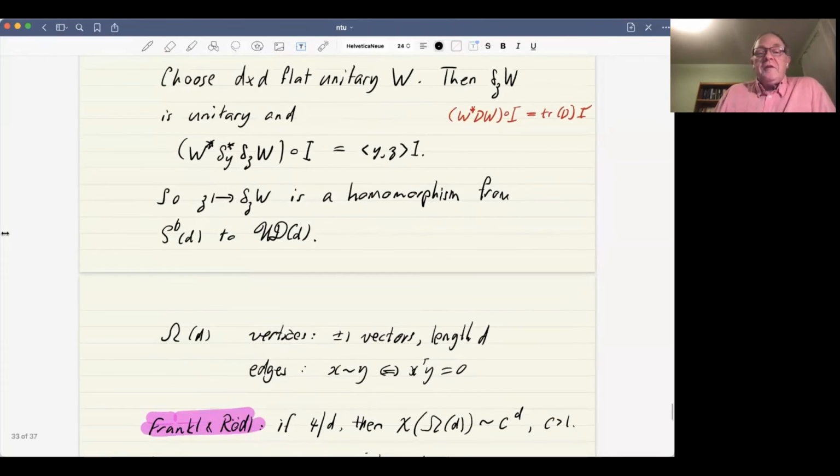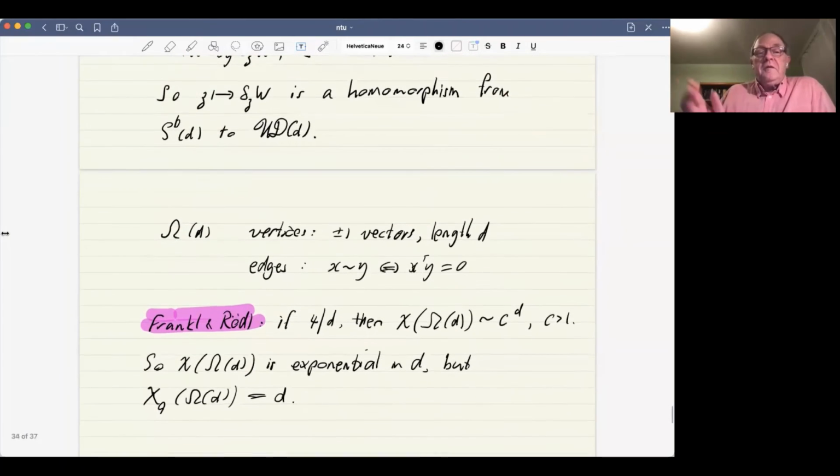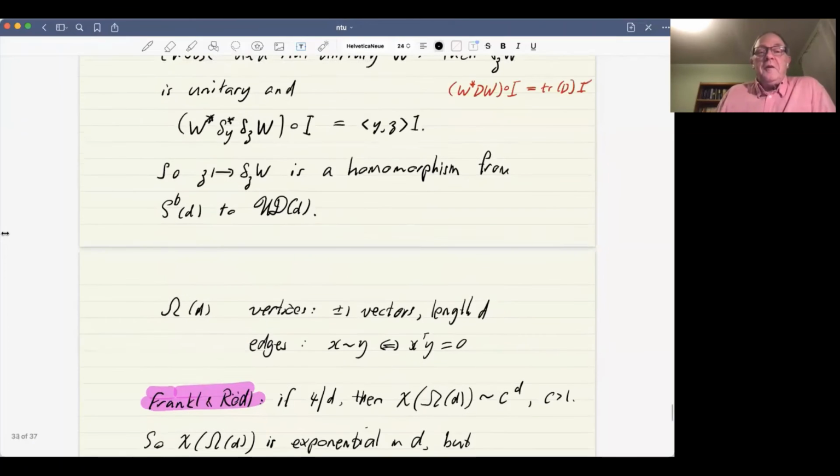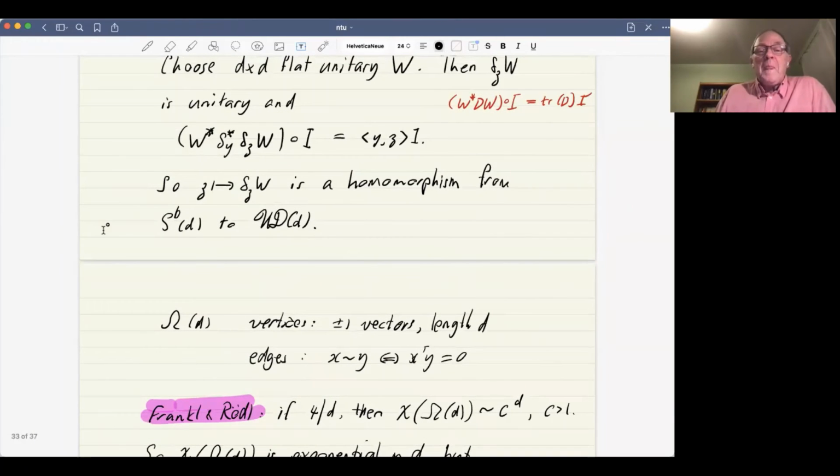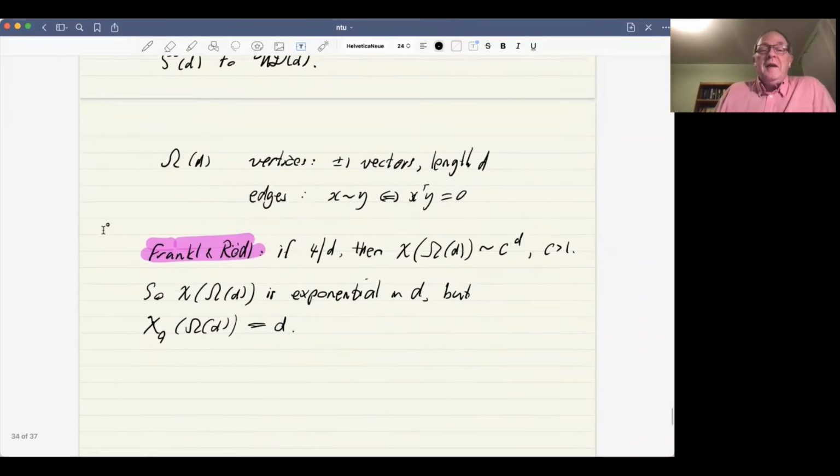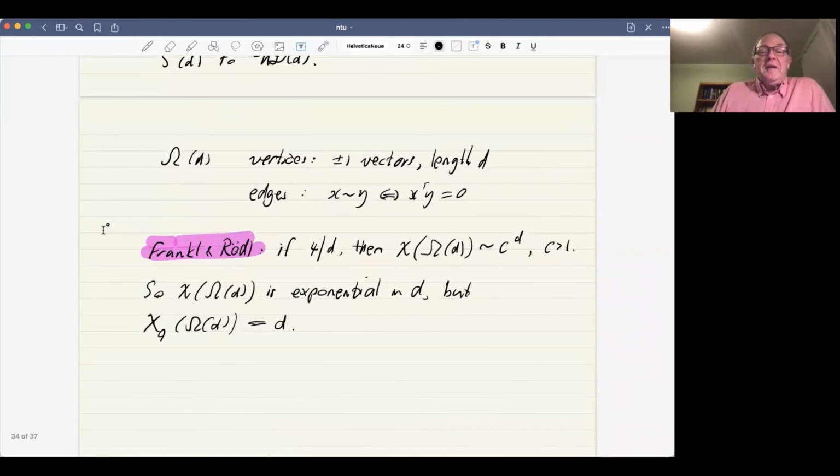So the flat orthogonality graph sits inside the unitary derangement graph. Okay, now I want to consider a natural enough graph. This one's finite. The vertices are plus or minus 1 vectors of length D, and two such vectors are adjacent if they're orthogonal. Franklin-Rödl proves that if D is odd, this graph has no edges. If D is even, it's bipartite.